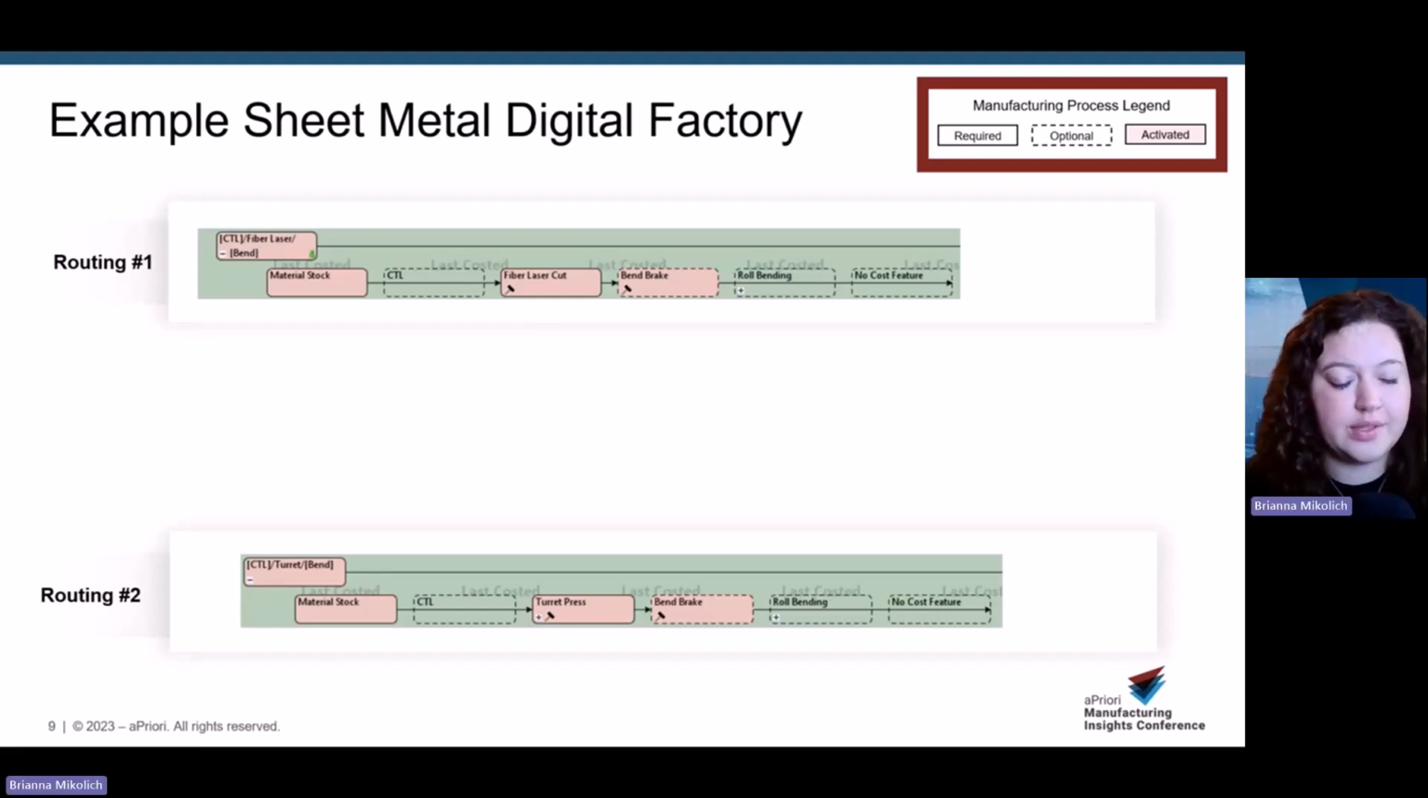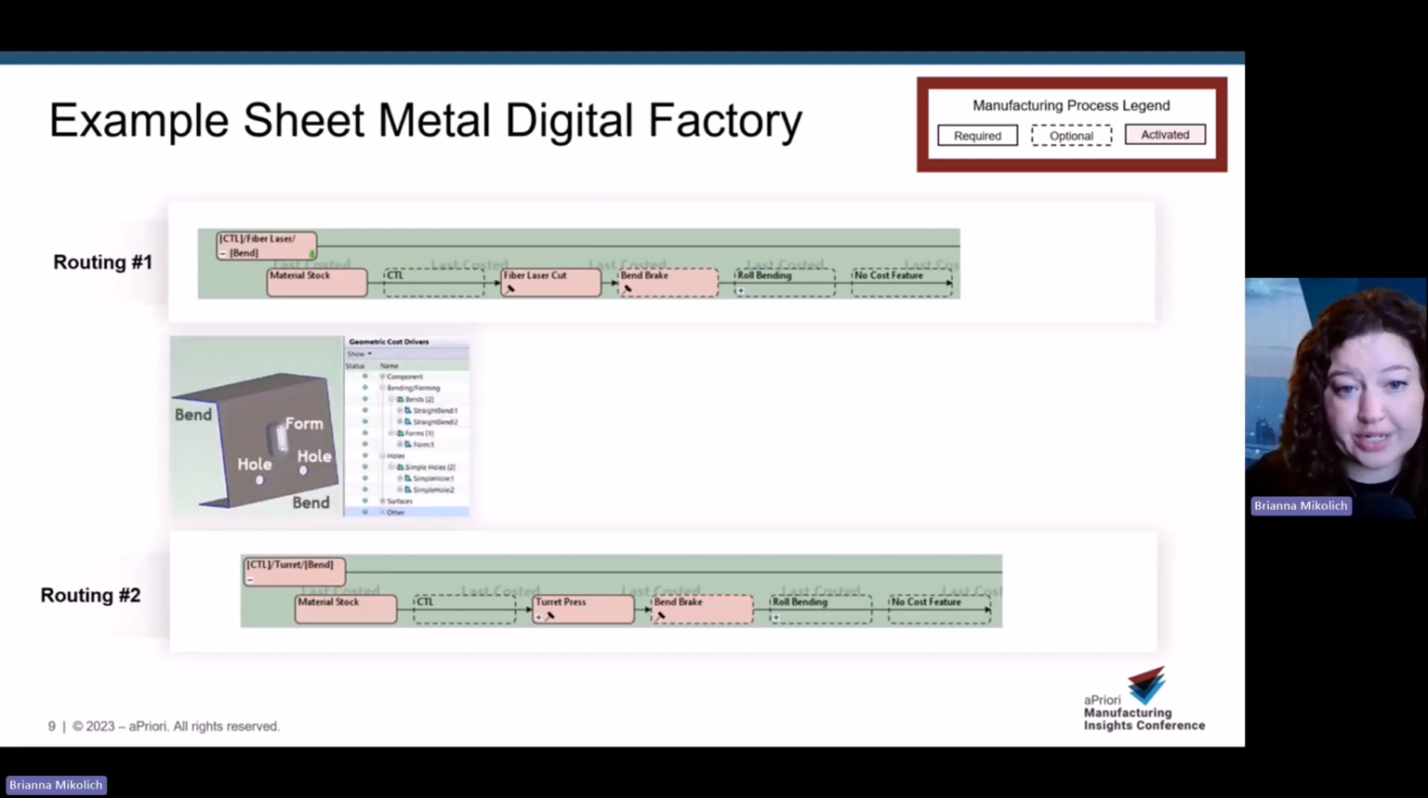The last kind of nodes are activated nodes. Activated nodes are denoted by that pinkish salmonish background color. Examples here include a fiber laser cut, the bend break, and material stock. An activated node is actively contributing to the cycle time and therefore the cost of the overall routing. Now that you know the node types, let's look at the example part.